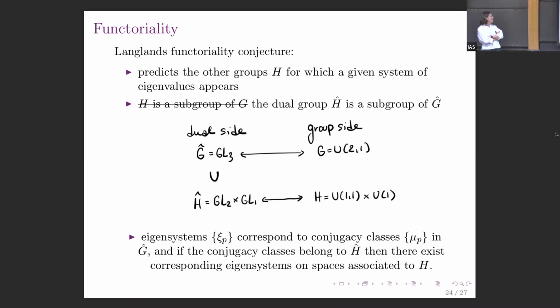Okay, so eigenspaces, eigensystems, or these Hecke eigensystems that I was talking about that are indexed by the prime numbers, including the prime at infinity, correspond to conjugacy classes in the dual group. And if the conjugacy classes for all primes belong to a certain subgroup, then what Langlands functoriality predicts is that there should be associated eigensystems on spaces that you build from H. I think I said X, I meant what is written on this slide.